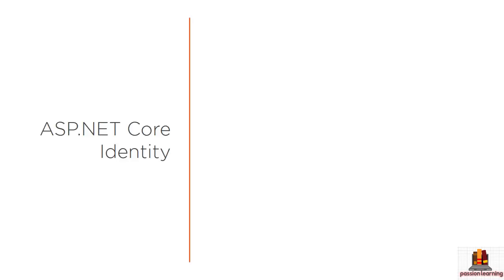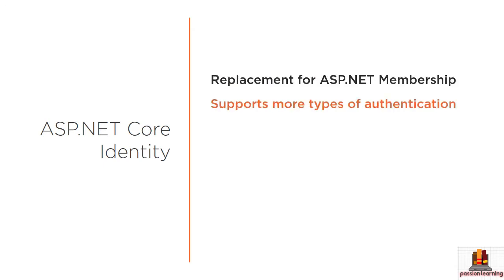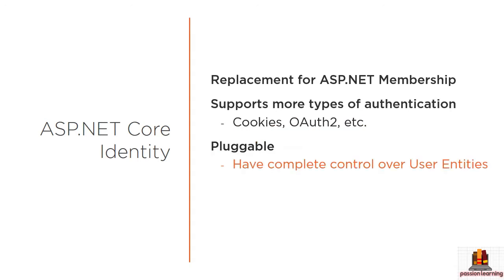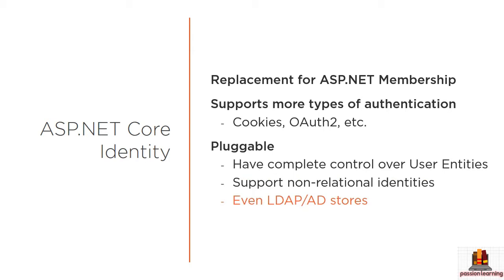Now let's talk about what ASP.NET Core Identity is. It's a replacement for the old ASP.NET membership facility that was in ASP.NET. ASP.NET Core Identity also supports different types of authentication, including cookies, OAuth 2, and even JSON Web Tokens. ASP.NET Core Identity is pluggable, which means you have complete control over how you store your entities and what properties are on them. You can store your entities or get your entities from non-relational sources, not just databases. You can even look at LDAP and AD stores for getting your identities. Let's see what this looks like in practice.